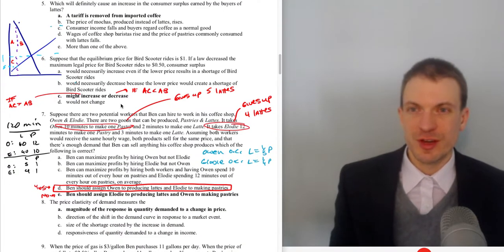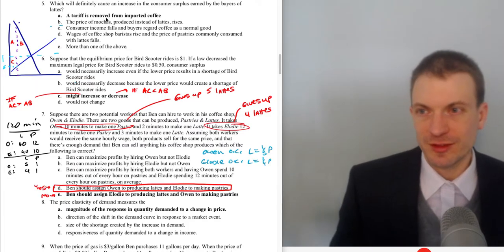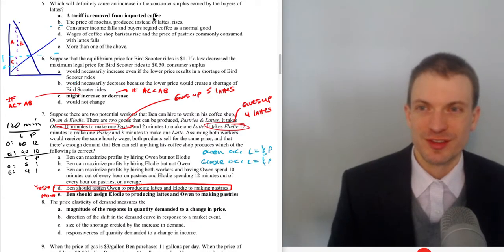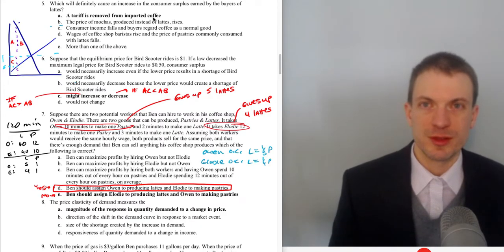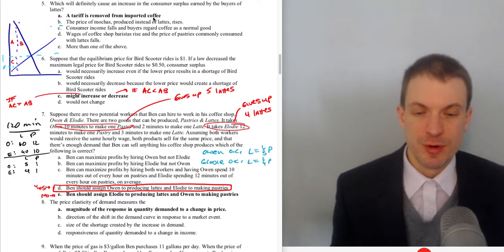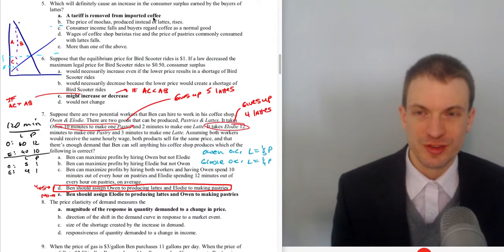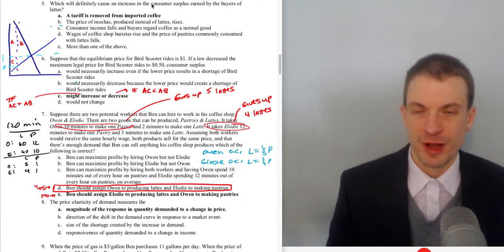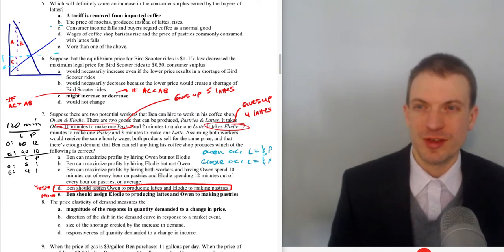Which will definitely cause an increase in the consumer surplus earned by the buyers of lattes? So it's going to be when a tariff is removed from imported coffee. Definitely, if a tariff is removed, we'd expect the price to fall. The price of imports is going to fall. The price of domestic coffee is actually going to fall. If we're importing, this is a situation where the world price is lower than the domestic price. So if some tariff is removed from imported coffee, that's going to affect the price of an important input. So now we're expecting the price of coffee to fall, the price of lattes will fall, and so that'll increase consumer surplus.